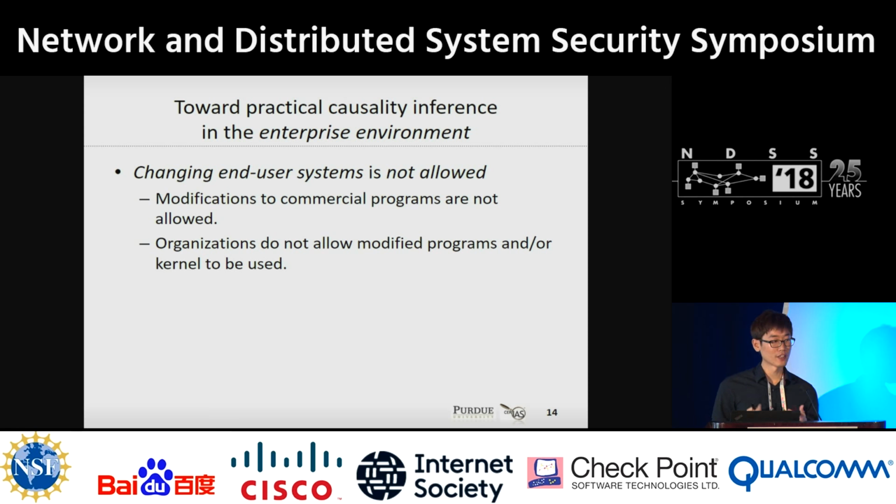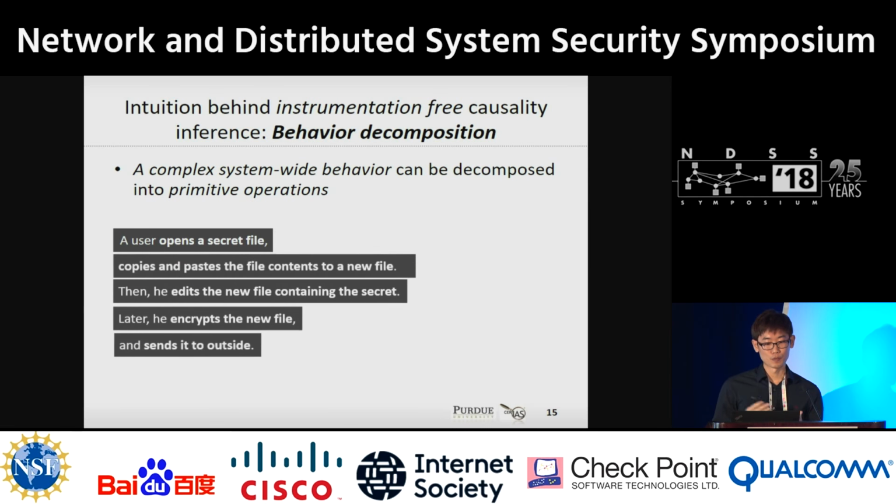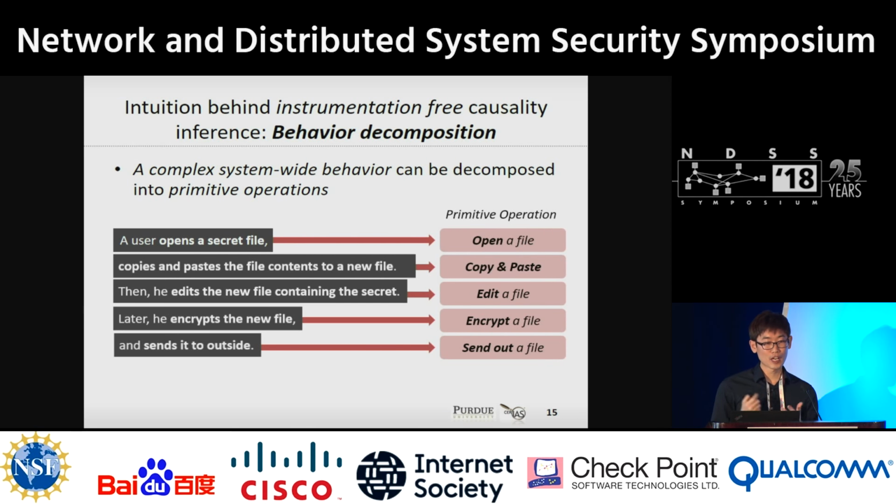So let me first introduce the key intuition behind my instrumentation-free causality inference technique, which is behavioral decomposition. It means a complex system-wide behavior can be decomposed into several primitive operations. Let me give you an example. Here I have a small story: a user opens a secret file, copies and pastes the secret contents to a new file, and edits the new file. Later he encrypts the file and sends it outside. This story can be decomposed into 5 primitive operations: open, copy and paste, edit, encrypt, and send it out.